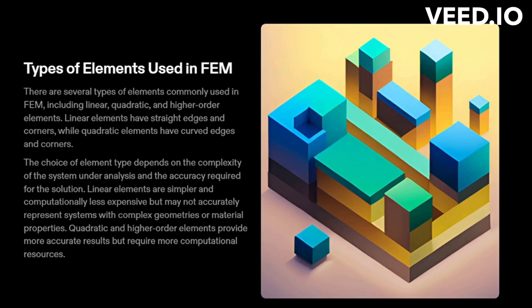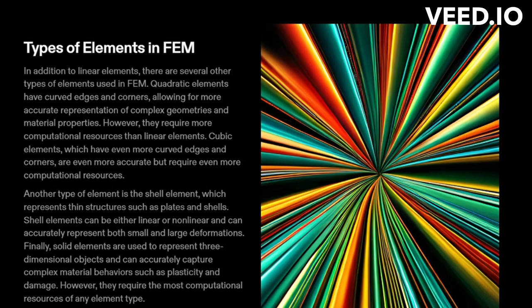Types of elements used in FEM. There are several types of elements commonly used in FEM, including linear, quadratic, and higher order elements. Linear elements have straight edges and corners, while quadratic elements have curved edges and corners. The choice of element type depends on the complexity of the system under analysis and the accuracy required for the solution. Linear elements are simpler and computationally less expensive but may not accurately represent systems with complex geometries or material properties. Quadratic and higher order elements provide more accurate results but require more computational resources.